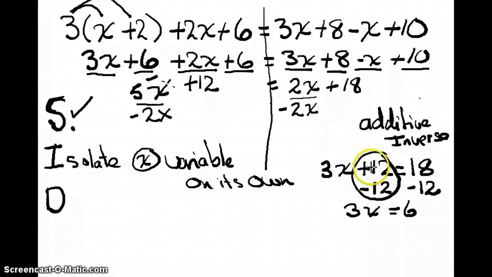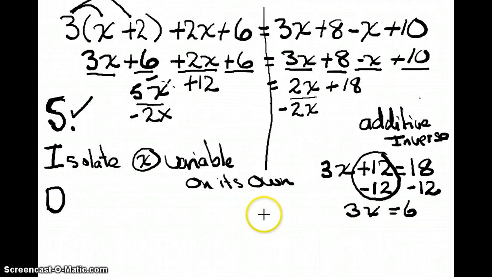And as we talked about in class, as long as I do the same thing on both sides, then it's okay. So in this particular situation, I didn't like having a positive 12, so I add its opposite, negative 12. As long as I come over here and add a negative 12, then I've kept everything in balance. So now I have 3x equals 6.